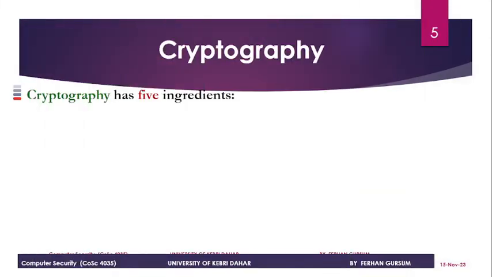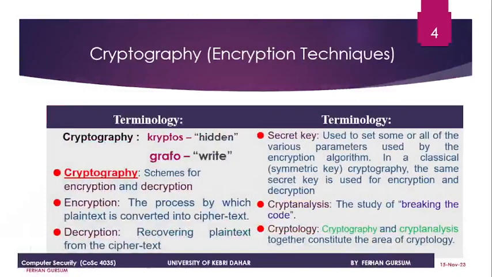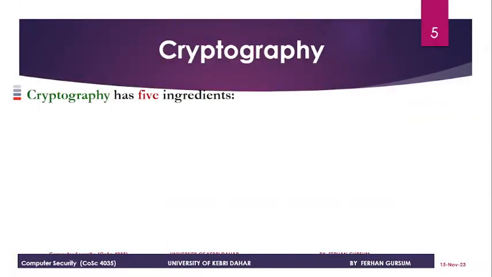Okay, let us come to cryptography. What is cryptography? ምን ብለናል? ክሪፕቶግራፊ ምንድነው ብለናል? Cryptography is hidden writing ማለት ነው። የማይነበብ ጽሁፍ እንደማለት ነው። የተደበቀ ወይም ስኪም ፎር ኢንክሪፕሽን እና ዲክሪፕሽን ስኪምስ ነው። Okay, we have 5 ingredients under cryptography. Cryptography has 5 ingredients.